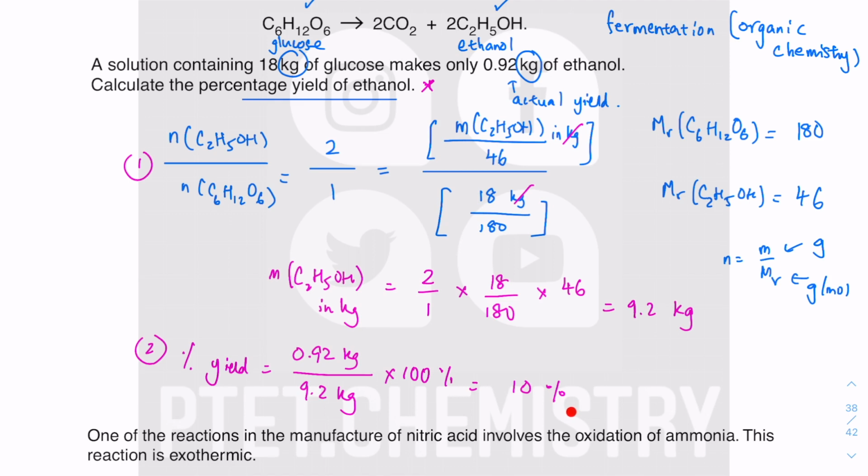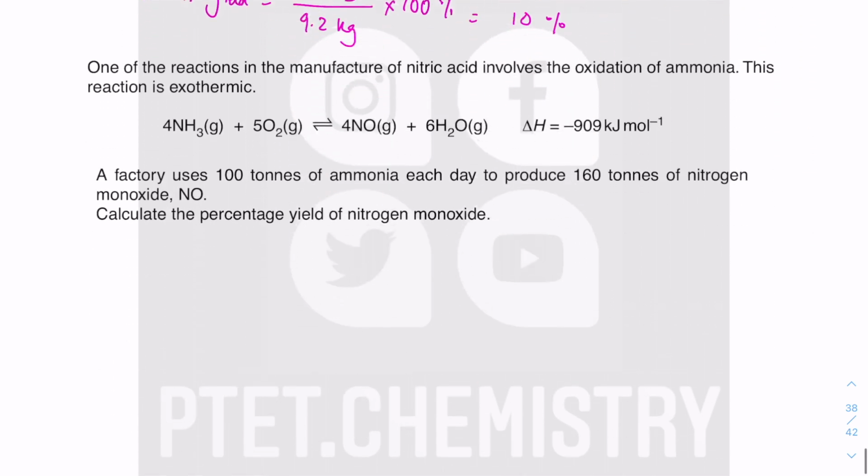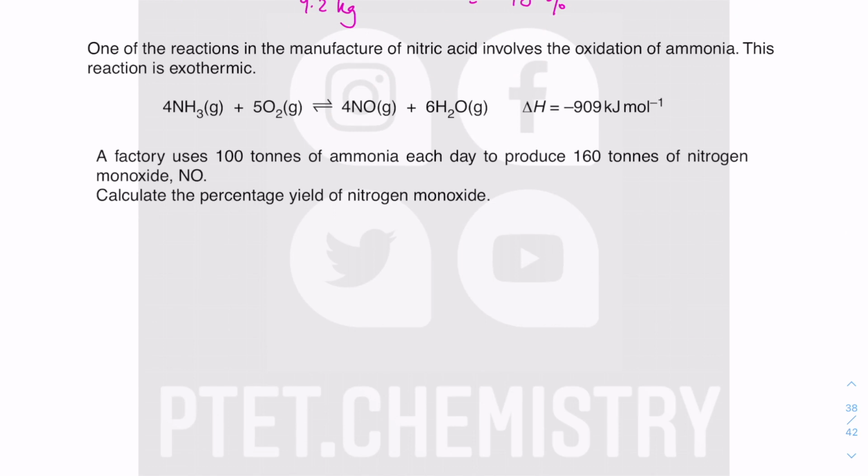If you expect 100 gram, you get 10 gram out. If you expect 9.2 kilogram, you get 1/10 of it, which is 0.92 kilogram out. Now the next question is also on percentage yield. So without further ado, let's get started.